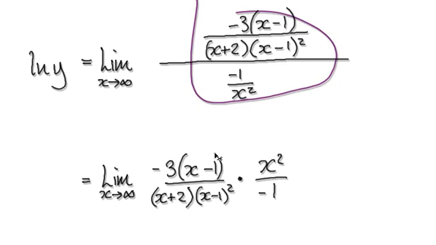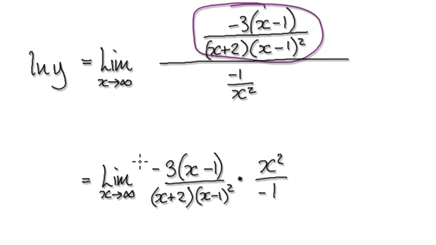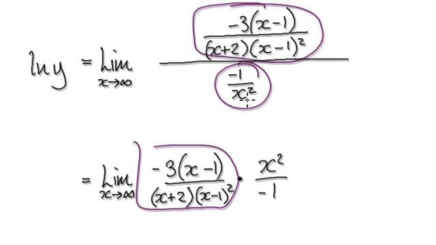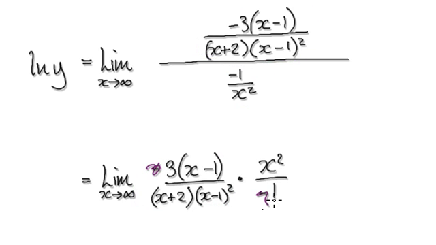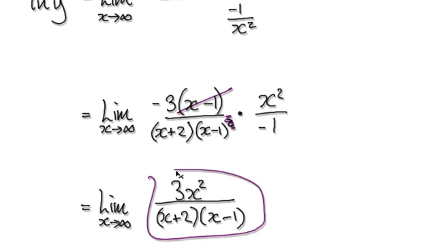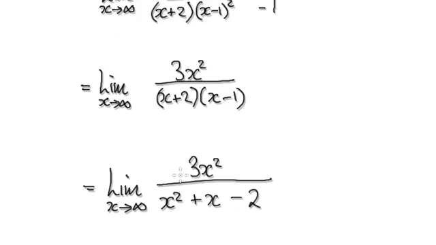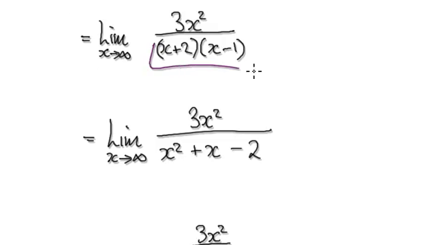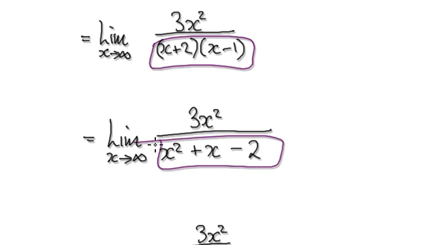So imagine this as being a fraction times the reciprocal of this. So now these two negatives will cancel each other out. That will then take you to here, because this will cancel out with this. So that will then take you to here. So now multiply this whole thing out. That will then give you this.